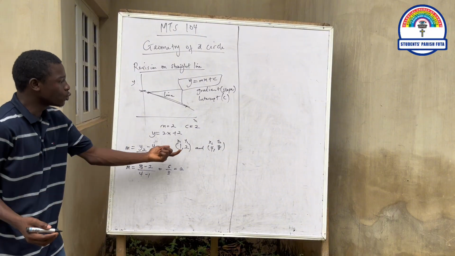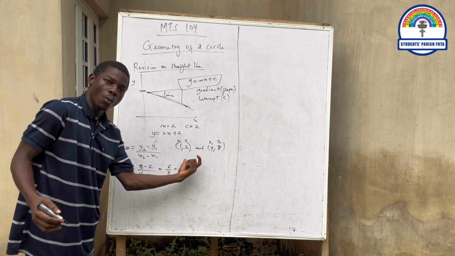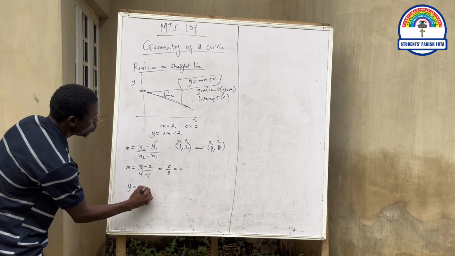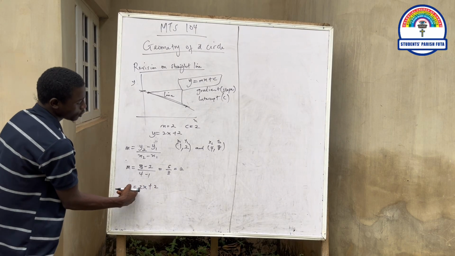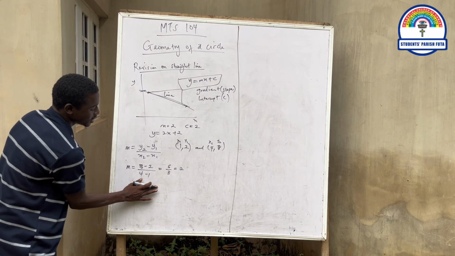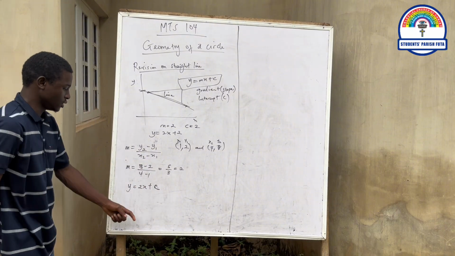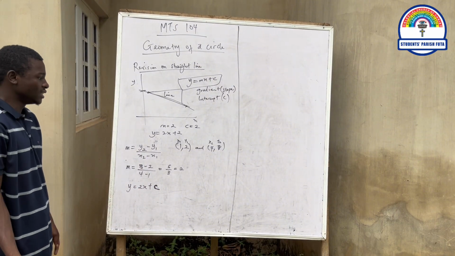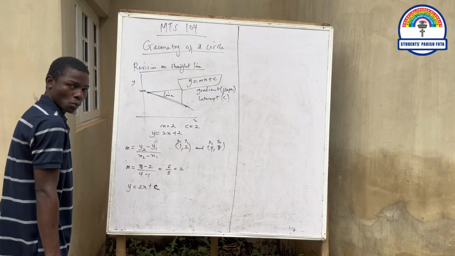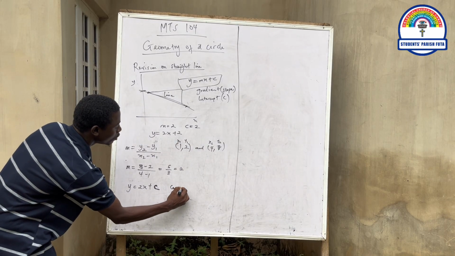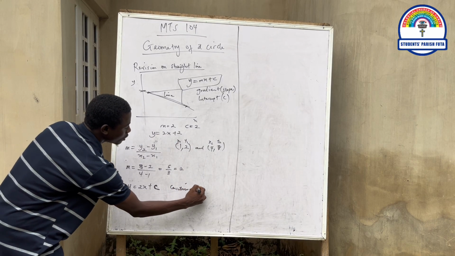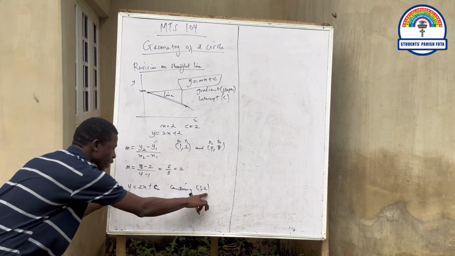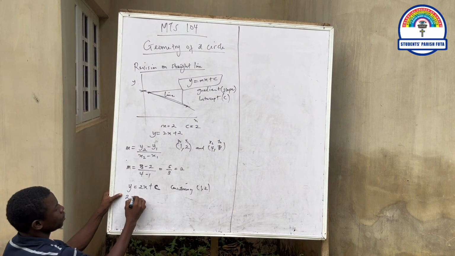So if I'm to get the equation of a line that will pass through 1, 2 and 4, 8, it means y equals 2x plus c. So how do I get my point c? To get your c, you just need to pick a point out of these two. Considering point 1, 2, you can use 4, 8, any one. So it means when y is 2, x is 1.